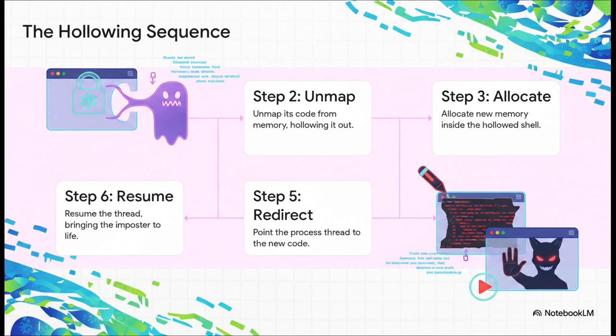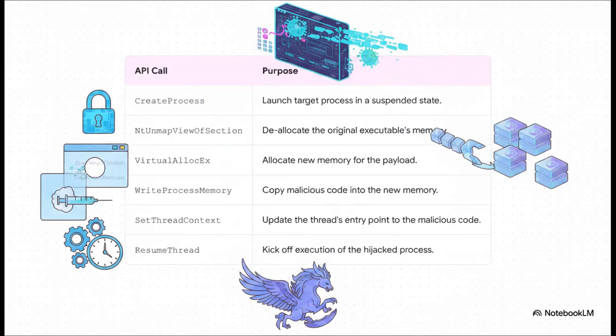Hits go. And this table? This shows you the exact tools they use. And what's wild is that these aren't some shady hacker tools. Nope, these are legitimate Windows functions. They're called APIs. CreateProcess launches the target, but keeps it frozen. NtUnmapViewOfSection, that's the one that does the hollowing out. WriteProcessMemory is how they inject the poison. And then finally, ResumeThread wakes the imposter up.